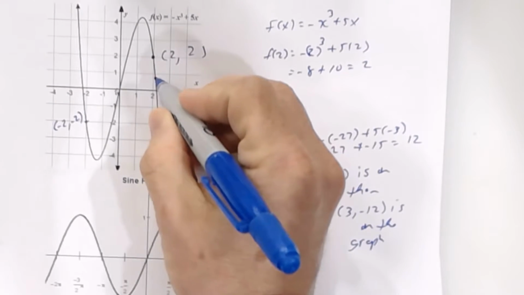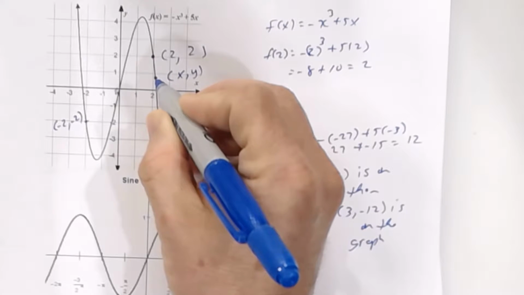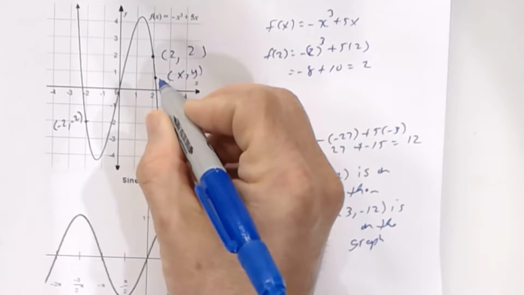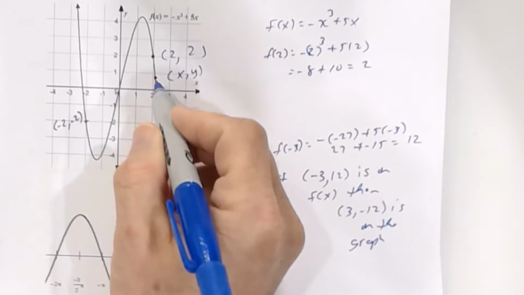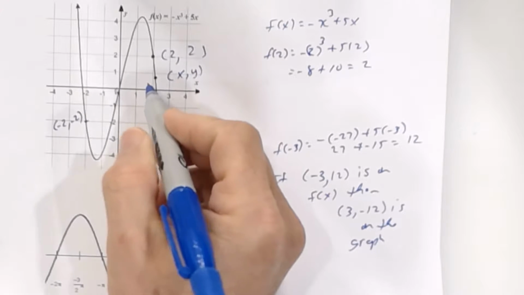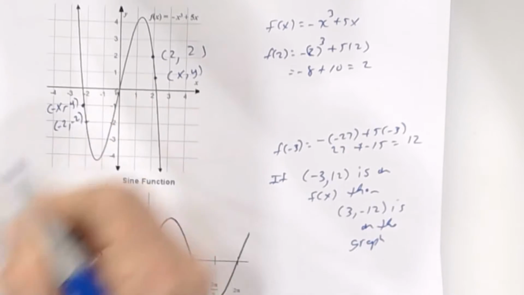So in general, we saw this. We saw that if we have x, y on the graph of an odd function, then what other point needs to be on that graph? Negative x, negative y. So negative x, negative y.